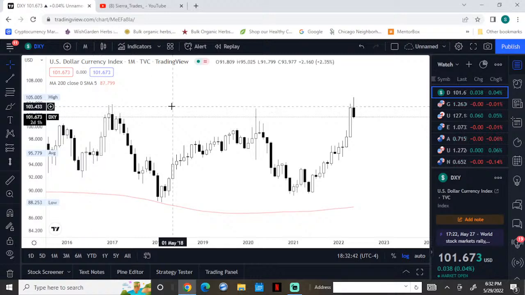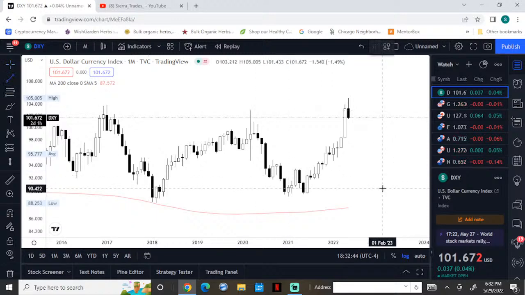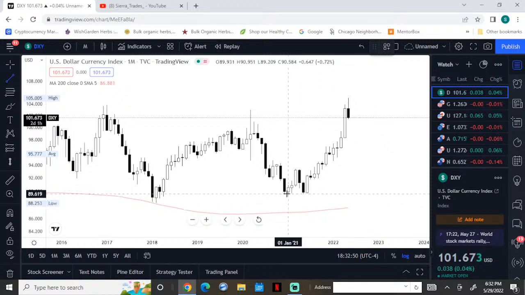So for my markups, I'm just looking for support and resistance and trend lines on every time frame. I'm going to mark this double bottom right here. My monthly colored line is black. I marked this double bottom from January 2021, and then it came back again in May 2021 and June 2021.